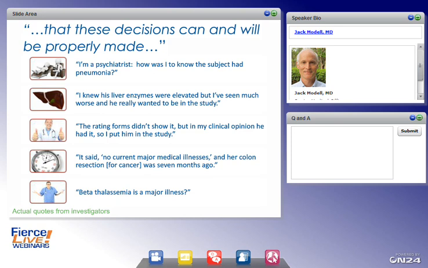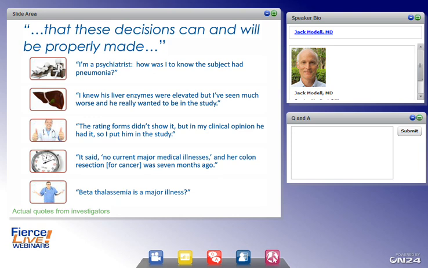This was a case where the criteria basically said good general health, no major medical diseases, and the psychiatrist, I don't know how he missed the pneumonia. This next one was actually a gastroenterologist. Well, I knew his liver enzymes were elevated, and in this case it was about 2.5 times normal, but I've seen much worse. Of course he has. He's a gastroenterologist. And the subject really wanted to be in the study, so they put the subject in. Next one. The rating forms didn't show it, but in my clinical opinion, the subject had it, so I put him in the study. Again, if you're leaving it to investigator opinion, you're going to get this sort of thing.